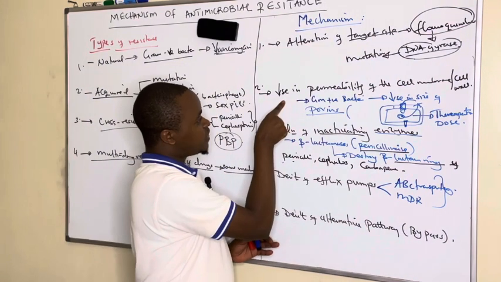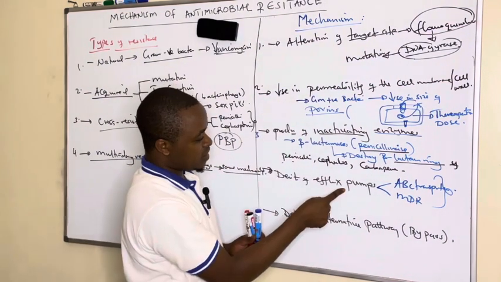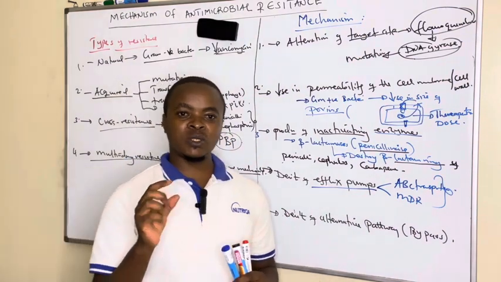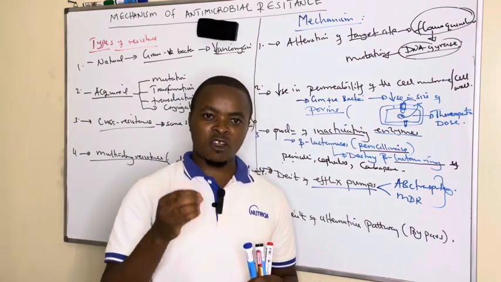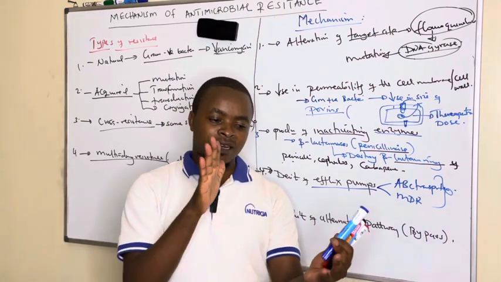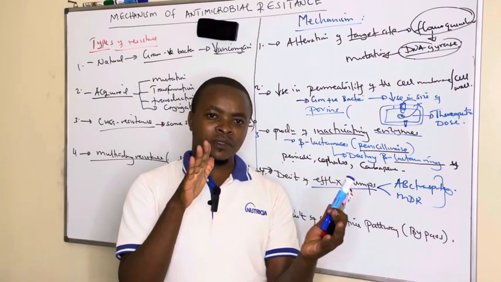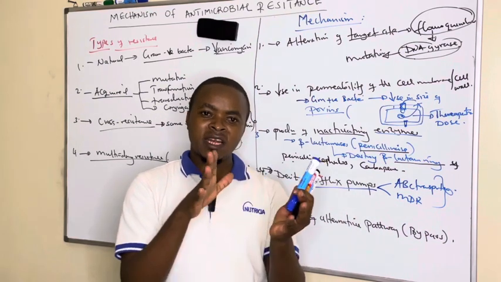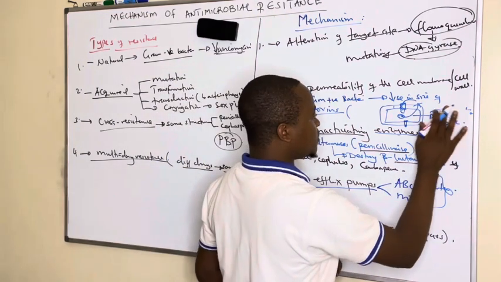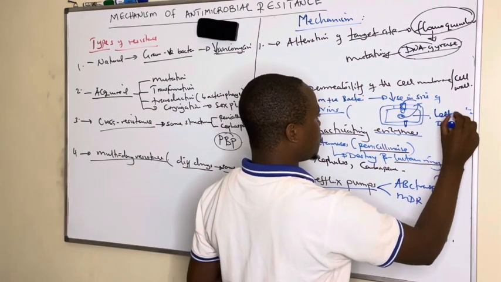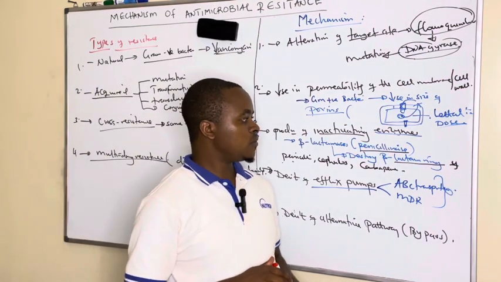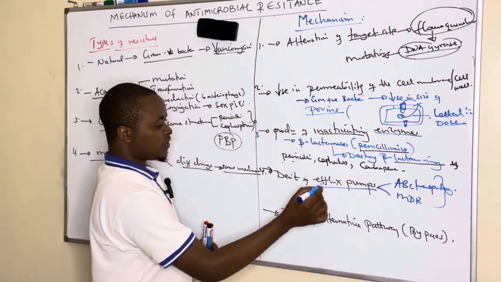So decrease in permeability and development of efflux pump, they cause resistance by decreasing the concentration of the drug inside the target organ. So we cannot get the therapeutic dose or the lethal dose to kill the bacteria. So we do not get the lethal dose to kill the bacteria. So that is what development of efflux pump does.